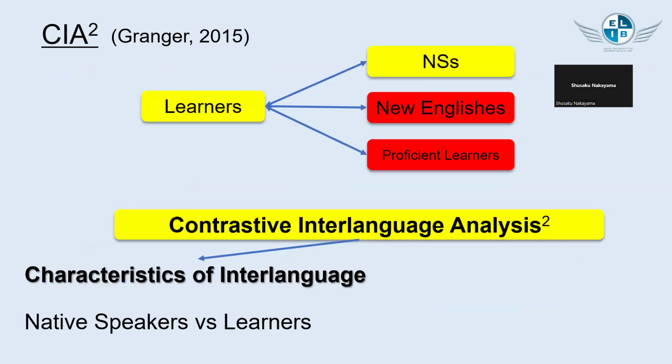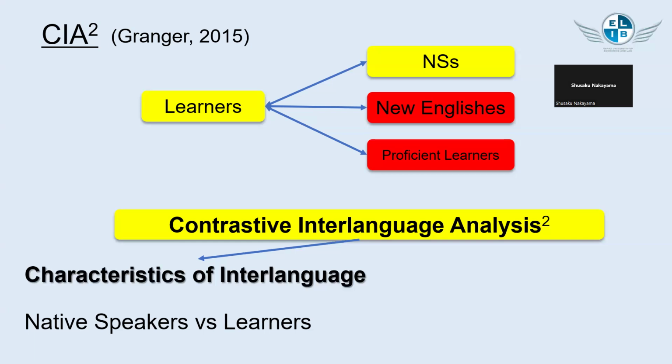Partly in reaction to the criticisms against the CIA, a new version of CIA was proposed by Granger in 2015. Unlike the original CIA, where reference points are almost always native speaker corpora, the new CIA suggests evaluating interlanguages against multiple language varieties, such as New Englishes, for example Hong Kong English and Indian English, and the English produced by competent learners as a representation of English as a lingua franca. Notably, the new CIA no longer relies exclusively on native speaker varieties.